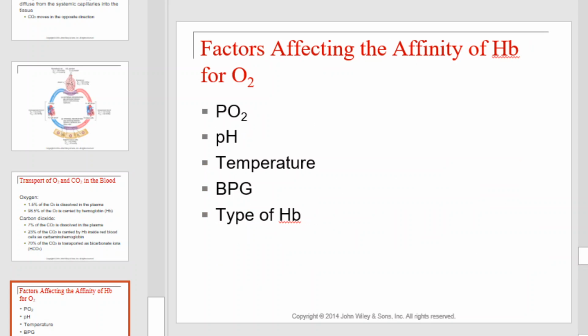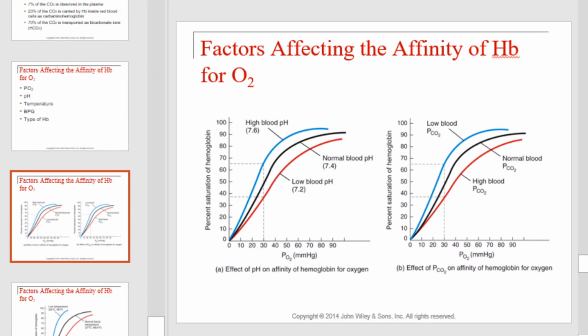There are several factors that can affect the affinity of hemoglobin for oxygen. The pressure of oxygen, pH, temperature, type of hemoglobin, all are things that can affect the affinity of oxygen for hemoglobin. Here are a couple of graphics illustrating those ideas.